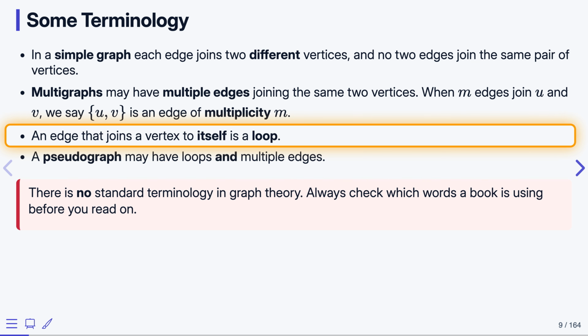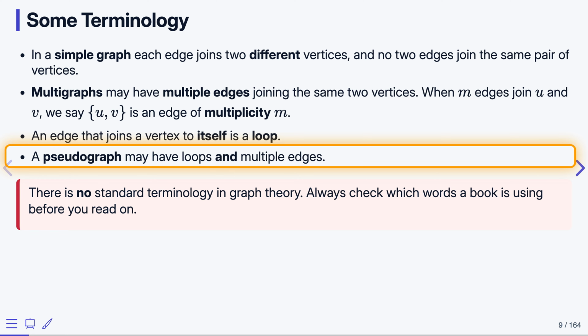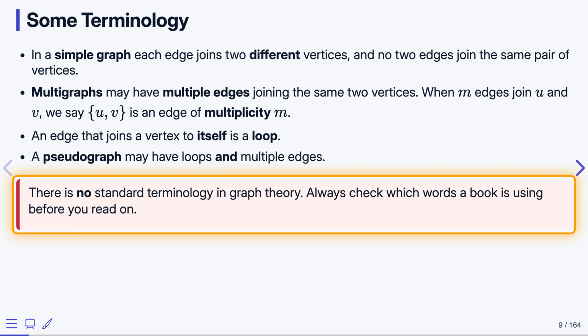A loop is a line that starts and ends at the same dot. A pseudograph is the most general kind. It may have loops, and it may have multiple edges. One warning. Different books use different words for these ideas, so always check the words first.